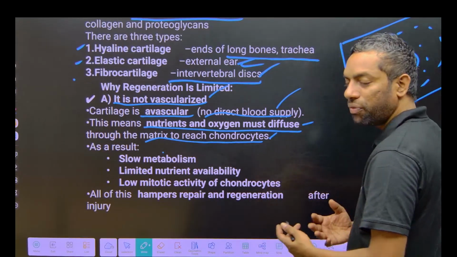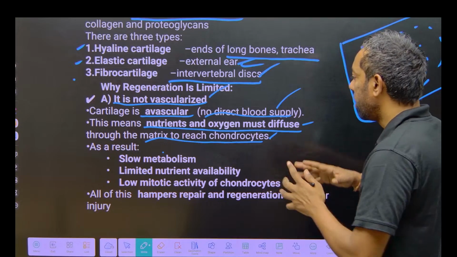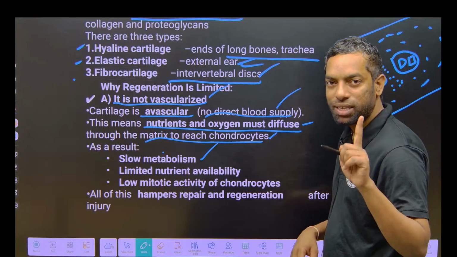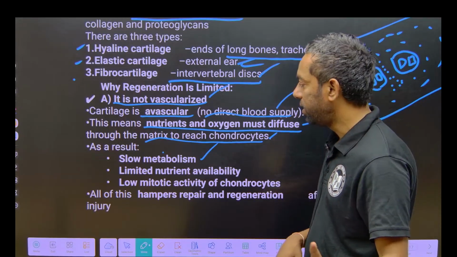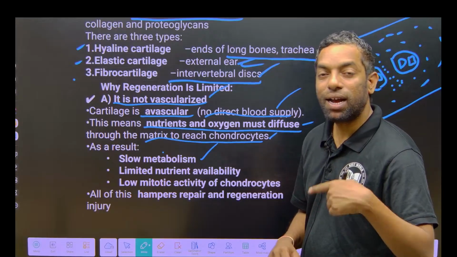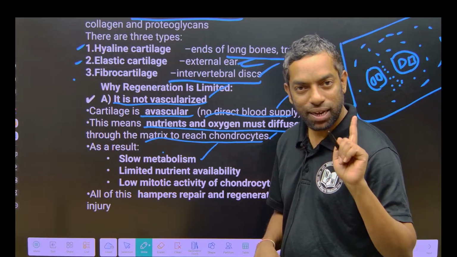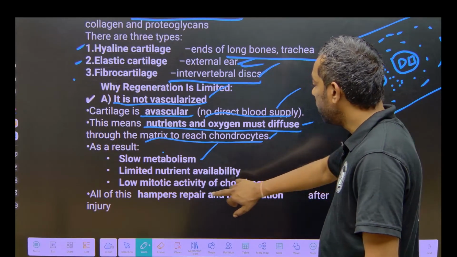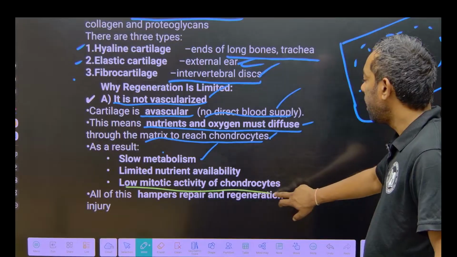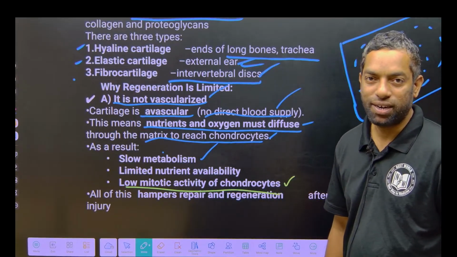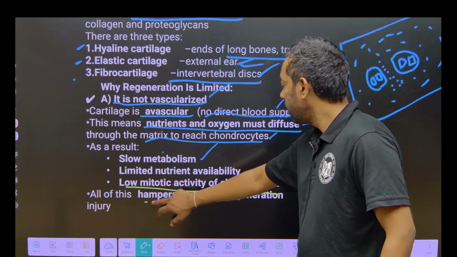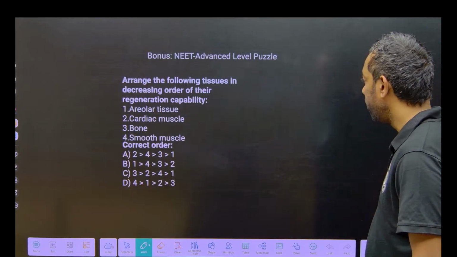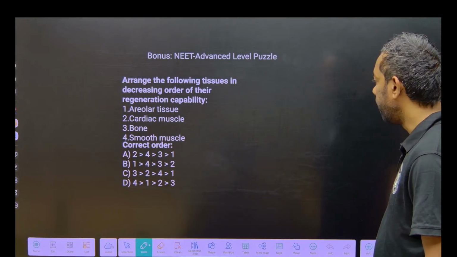Since there is no blood, there is slow metabolism. The metabolism rate is very slow in chondrocytes. This is the keyword, guys; they can ask a statement-wise question in the coming NEET. Metabolism is very slow and there is low mitotic activity for chondrocyte production, so repair, which is regeneration, is very tough after injury.